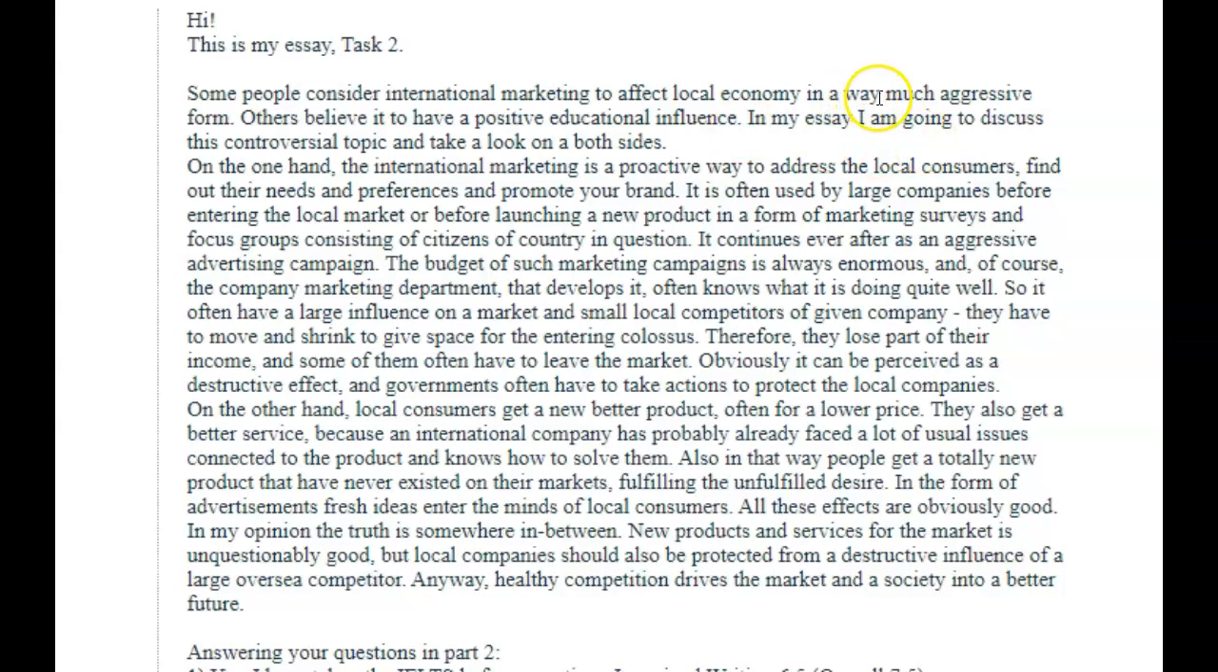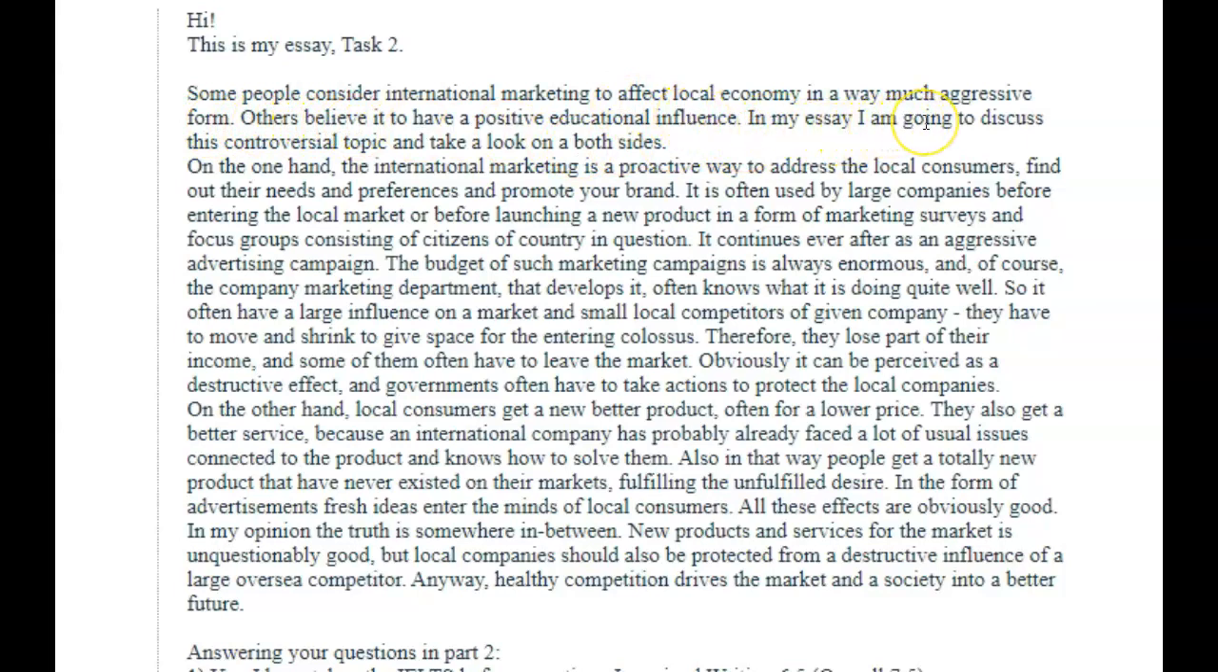First of all, I didn't understand this. In a way, much aggressive form. I didn't understand that. Grammatically, it seems to be wrong. So in an extremely aggressive form, in a very aggressive form, might have made sense. And it should be to affect the local economy in a very aggressive form. And then this was fine.